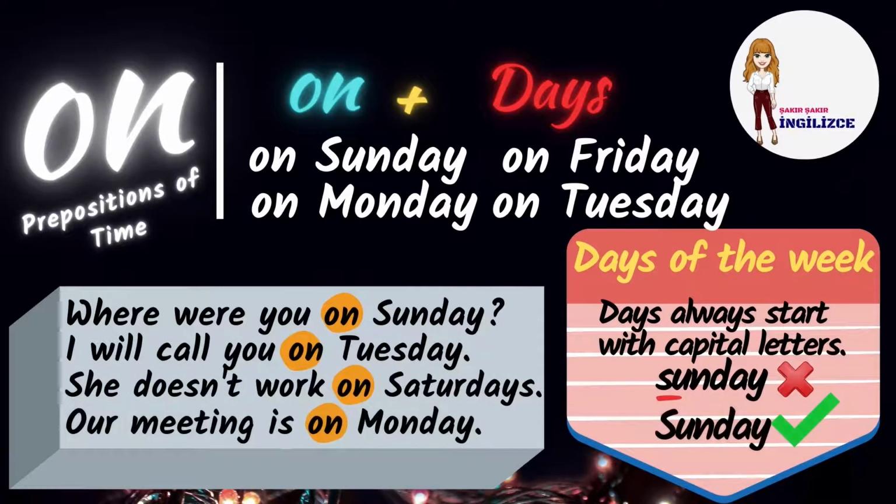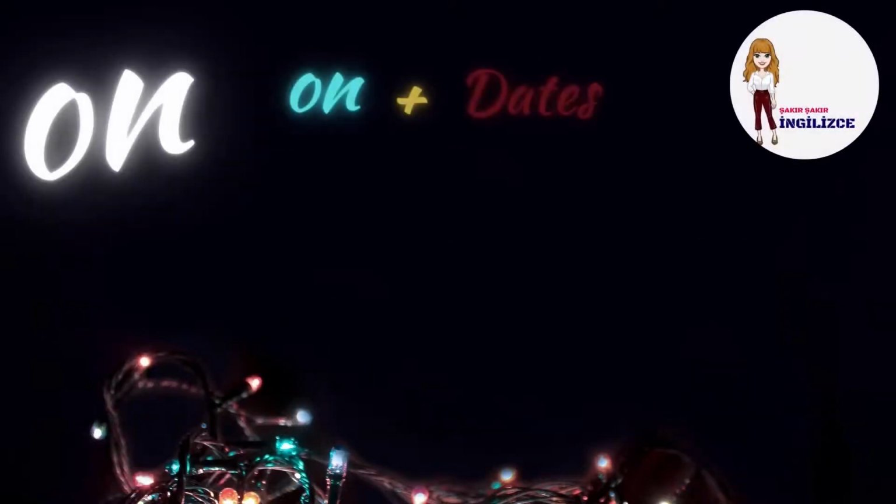Here are some examples. Where were you on Sunday? I will call you on Tuesday. She doesn't work on Saturdays. Why is there an S at the end of Saturday? Because we are talking about all Saturdays in general, and not just this Saturday. She doesn't work on Saturdays in general. And the last sentence: Our meeting is on Monday.